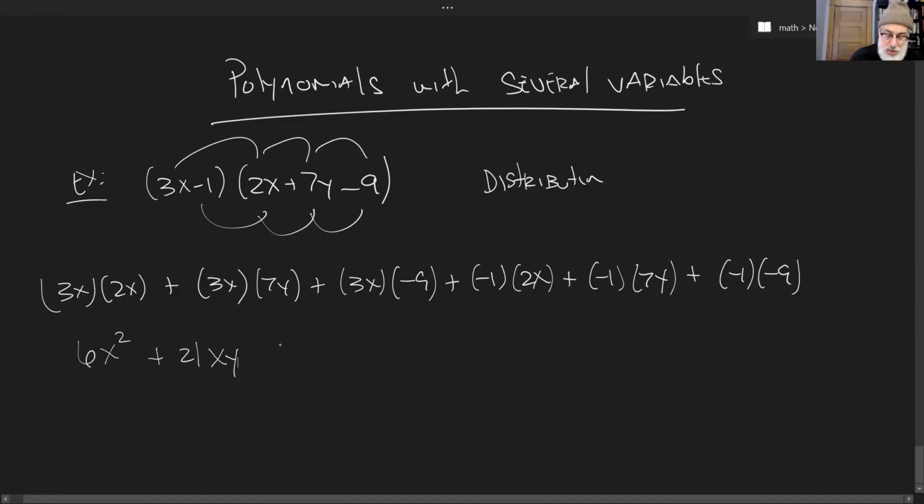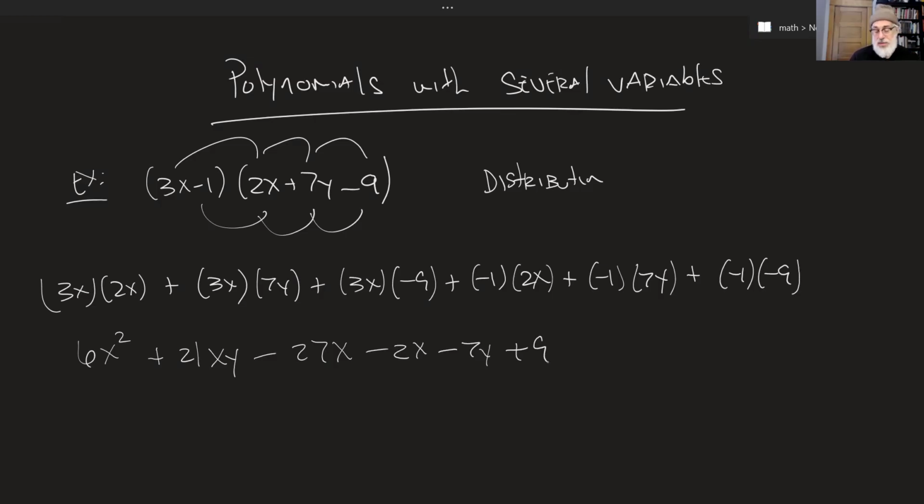If there was y squared or another combination of terms, we can look at another example and see what we get. But you're going to write them as a product and combine like terms. I'm sorry, and if they have the same base, add the exponents. But otherwise, you're just holding on to the variable. And finally, 9. All right, so we have 6x squared plus 21xy minus 7x minus 2x minus 7y plus 9.